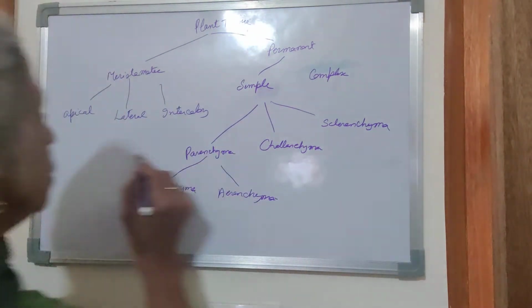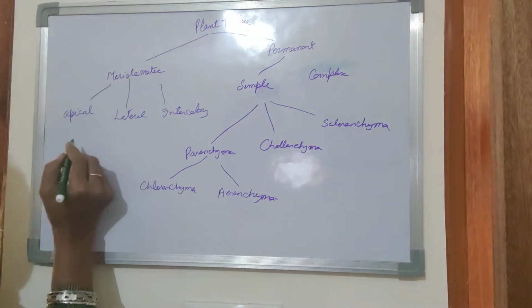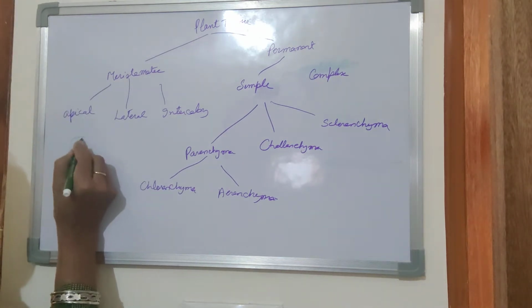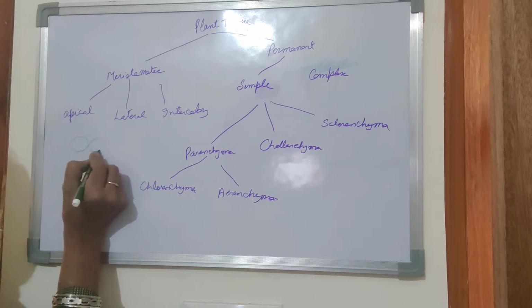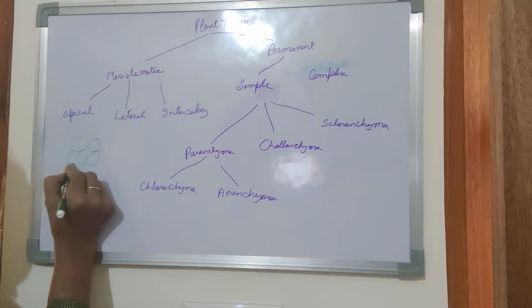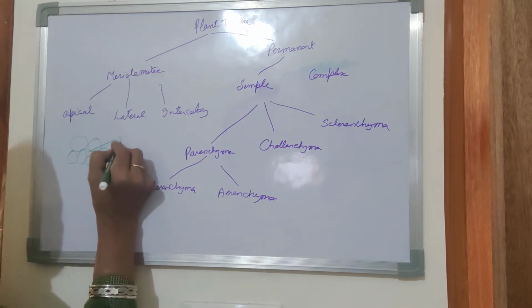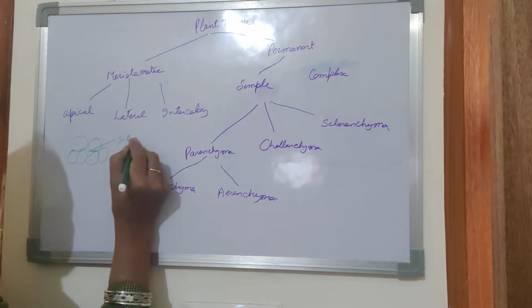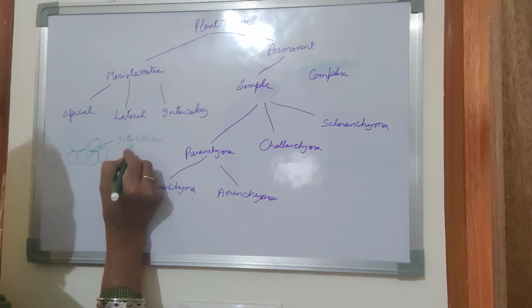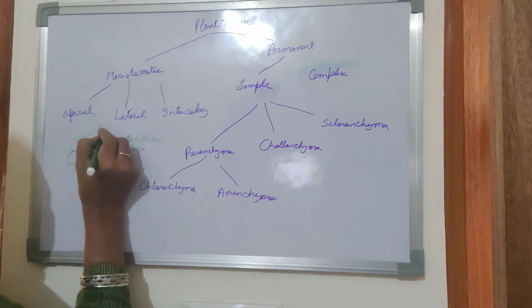Then we come to this parenchyma cell. I can draw here. They have large intercellular spaces, thin walled. Intercellular space. Parenchyma cell.